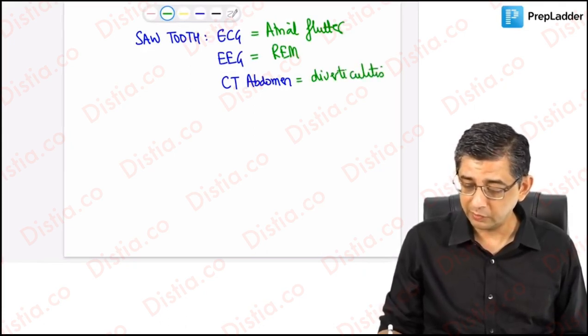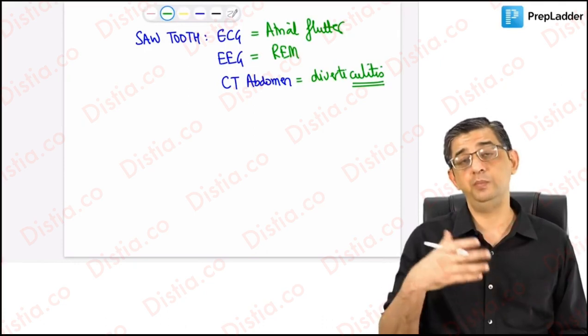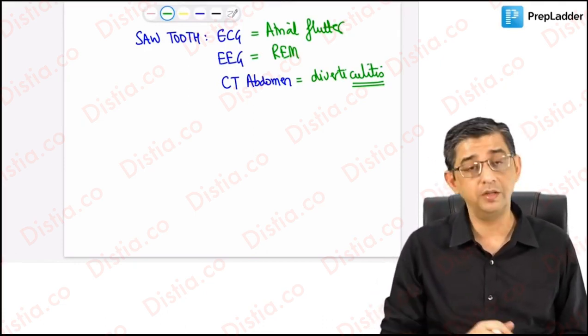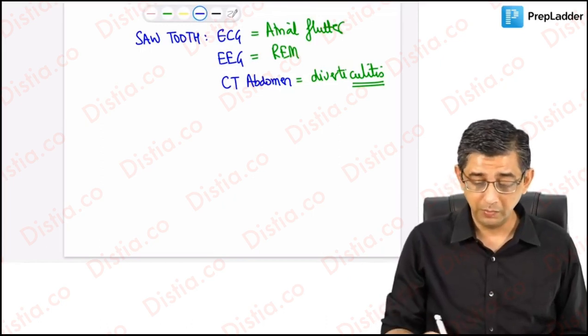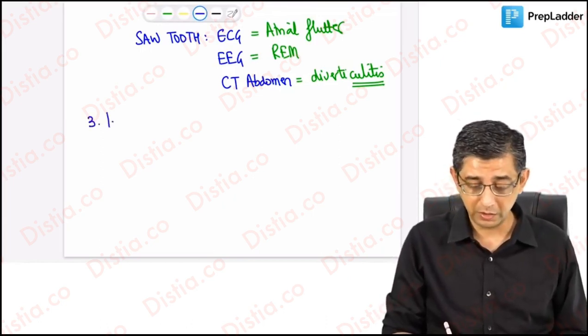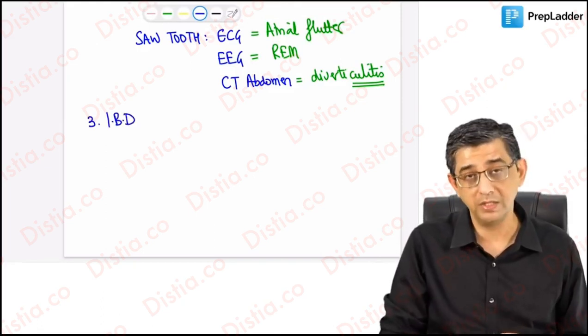Do take care of this silly mistake that can occur with people, diverticulitis versus diverticulosis. That error of judgment should definitely not occur in the question. Now, assuming there is no diverticulitis in the patient, then the next cause that should be thought of is inflammatory bowel disease.